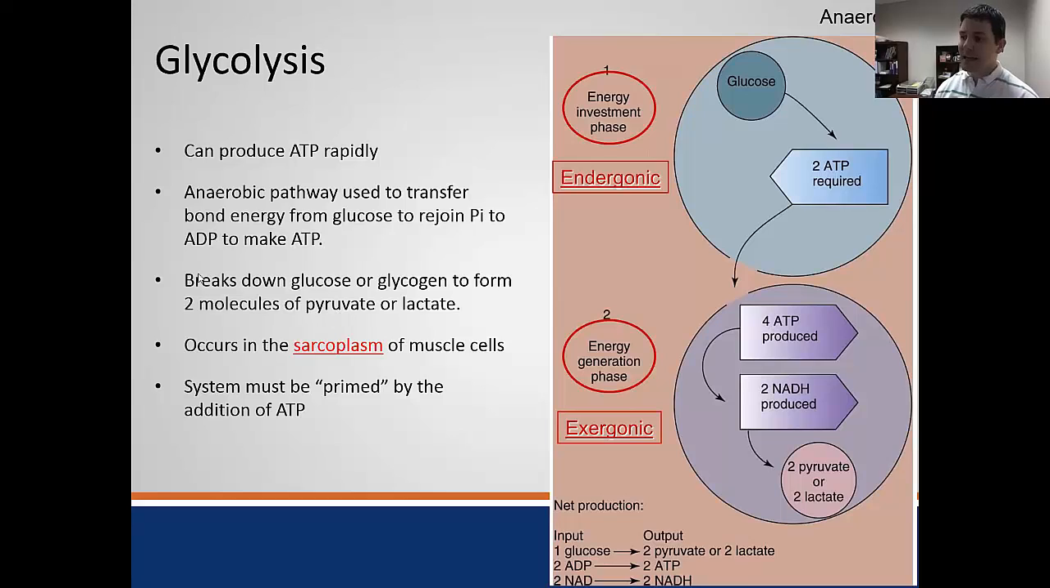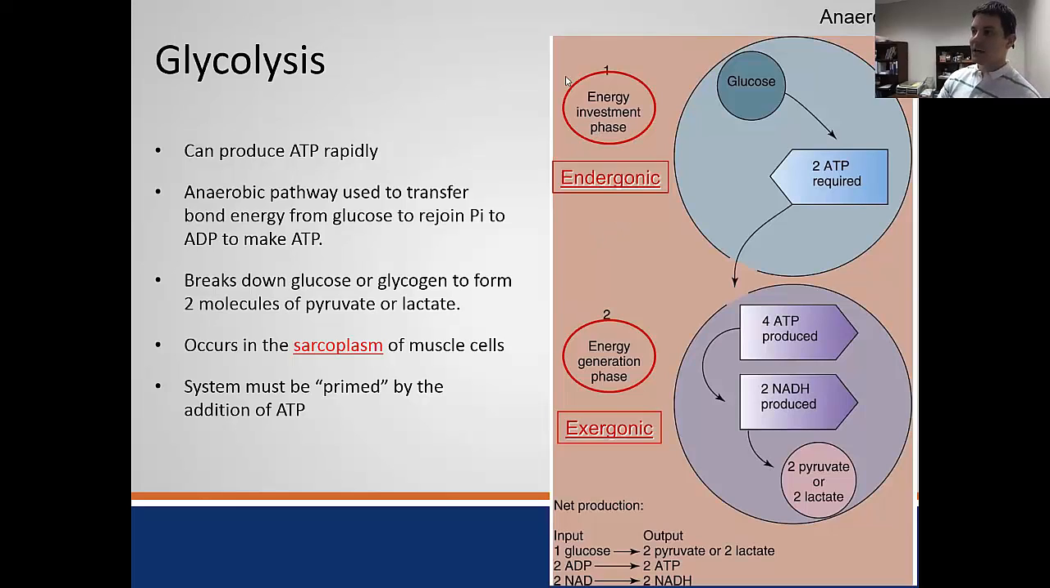So how does it do it? It takes glucose, which again is a 6-carbon sugar, or glycogen, which is again a polysaccharide made of many molecules of glucose, and it takes these to form 2 molecules of pyruvate or lactate. This occurs in the sarcoplasm of the muscle cells, again not in the mitochondria, which is where the oxygen-requiring processes take place. This is just in the middle of the cell. However, in order to do this, we need to couple the reaction, right? The idea that we must prime this by the addition of ATP. And again, this is coupling these endergonic and exergonic reactions.